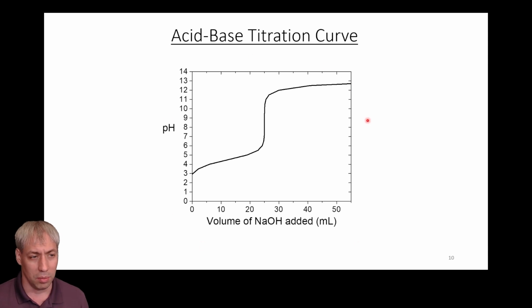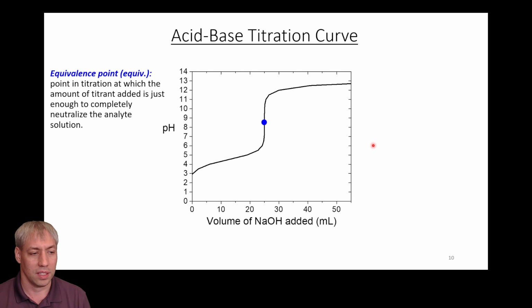And this is what we mean when we say acid-base titration curve. And it turns out there's a lot of information in this curve. This is a very information-rich outcome of that experiment. And so the first thing we'll talk about is the equivalence point. You can see the definition here: the point in a titration at which the amount of titrant added is just enough to completely neutralize the analyte solution.